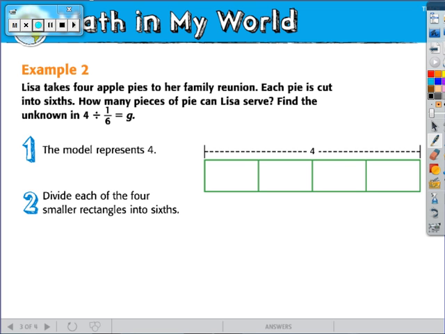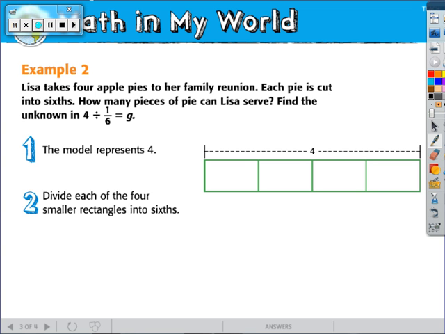So, Lisa takes 4 apple pies to her family reunion. Each pie is cut into 6. So, how many pieces of pie can Lisa serve? We're going to find the unknown. So, we have 4 apple pies. We're going to divide that into 1/6. And that's going to tell us how many pieces we have, or G. Okay? So, we have a model here, and it has 4 wholes. Each one of the little squares is a whole, whatever you want to call them.